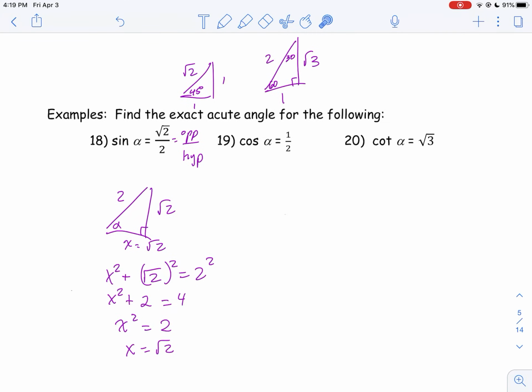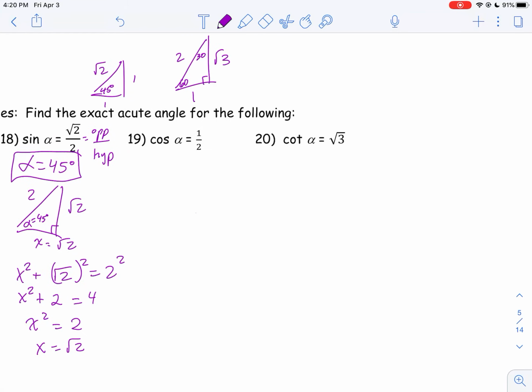Do you see here? This side is the square root of 2. This side's the square root of 2. What do you think that means alpha is? If these two are the same, it has to be a 45-degree angle. And so alpha equals 45 degrees. Go ahead and try 19 and 20. Pause the video.